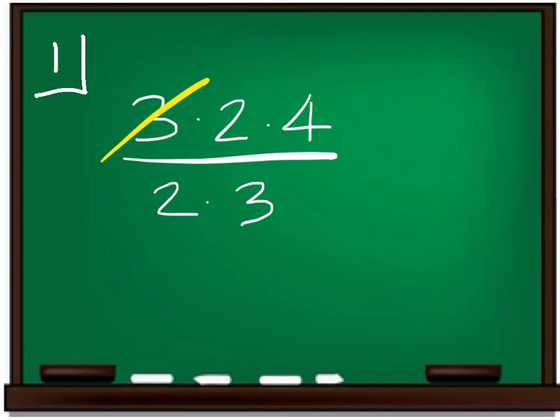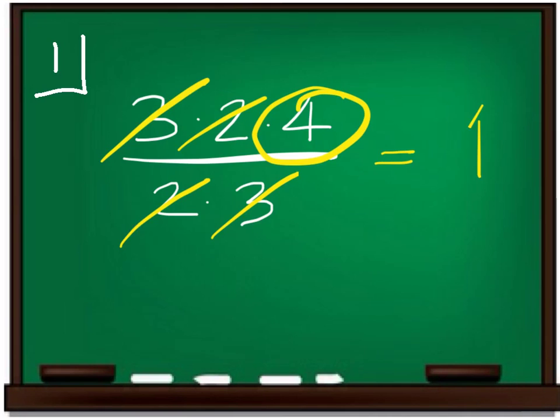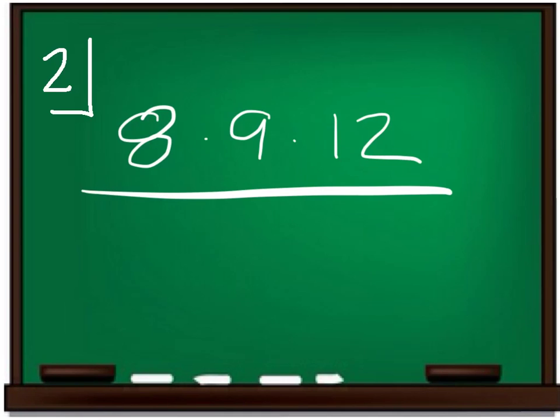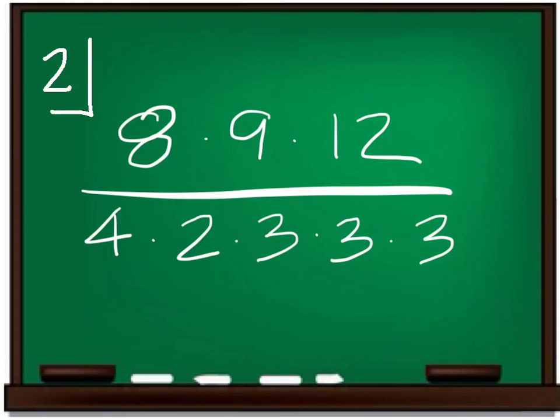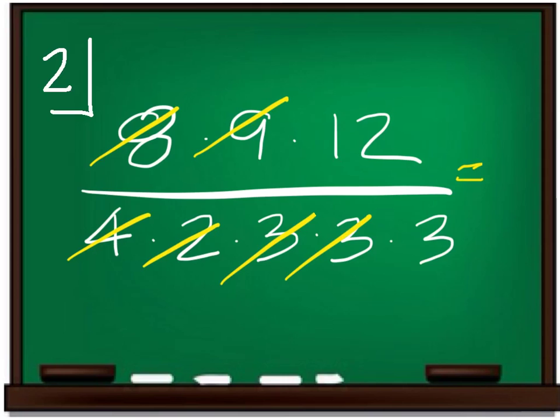Notice that the 3 over 3 cancels, 2 over 2 cancels, and you're left with 4. Notice that you have an 8 on the top and you have 4 times 2 on the bottom, so they cancel out. 9 on the top cancels with 3 times 3 on the bottom, so you're left with 12 over 3, which is 4.